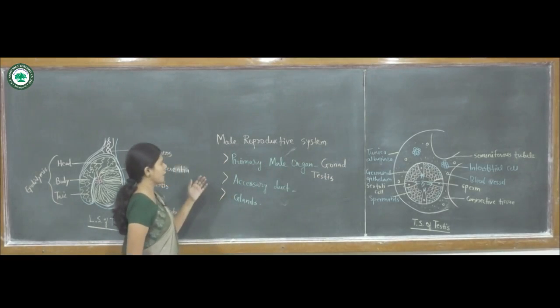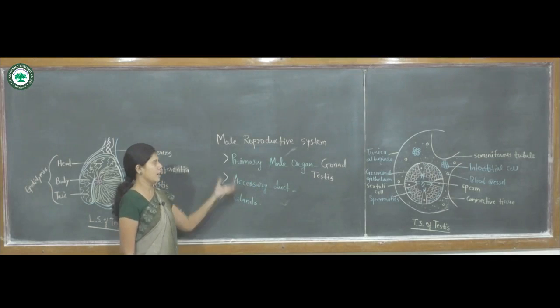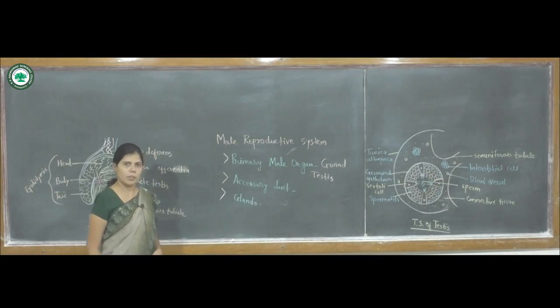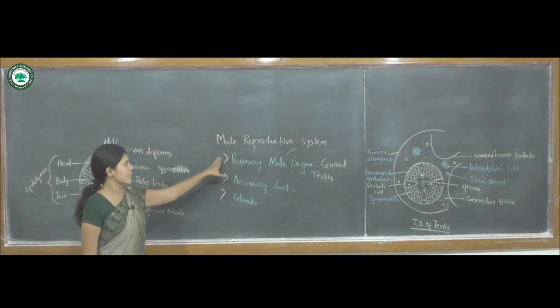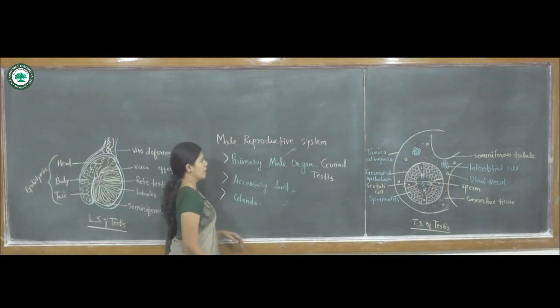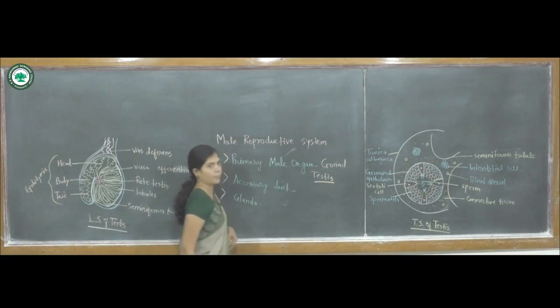Along with the primary male organ, accessory ducts as well as glands are also present in the human male reproductive system. Firstly, we discuss the male gonad or primary male organ, that is, the testes.